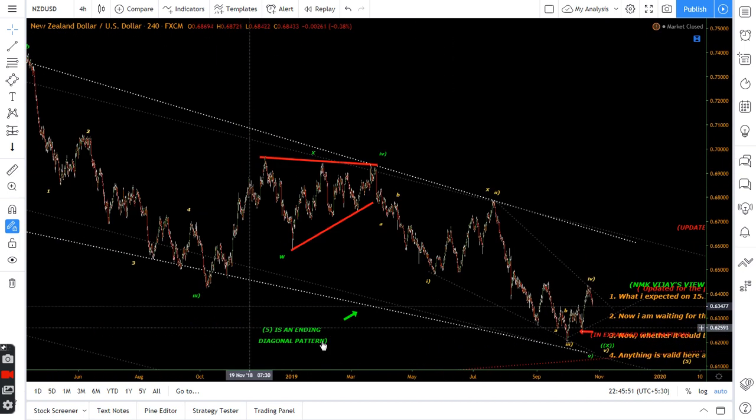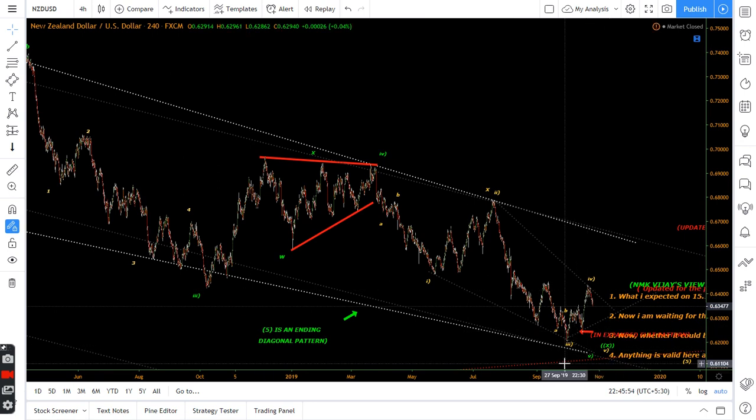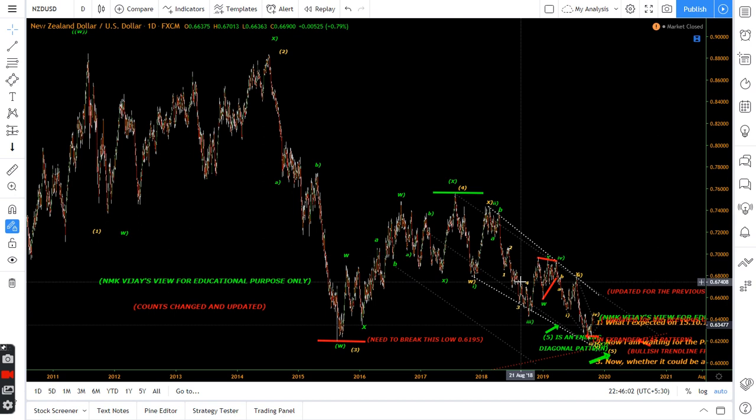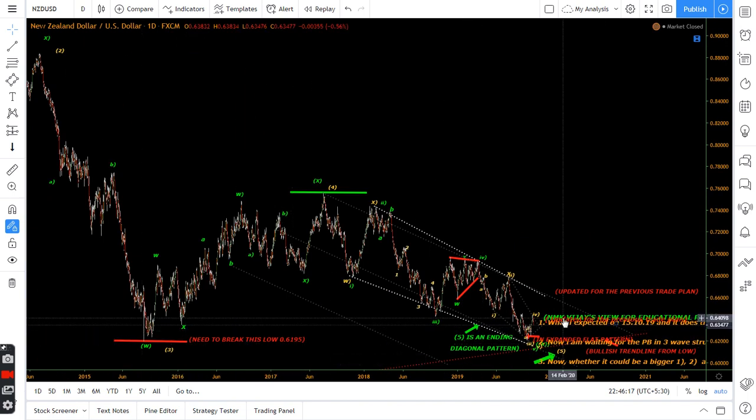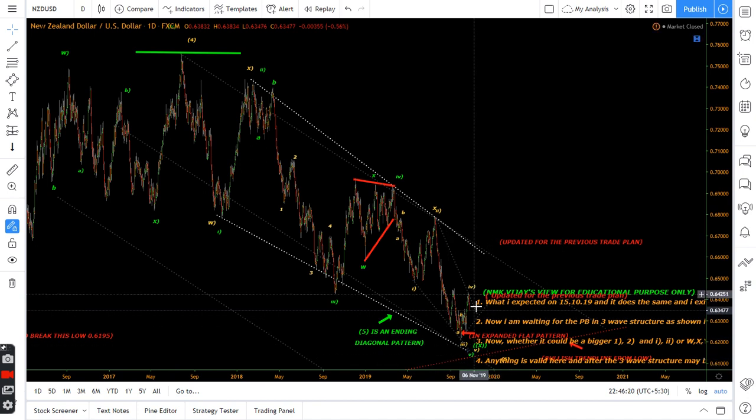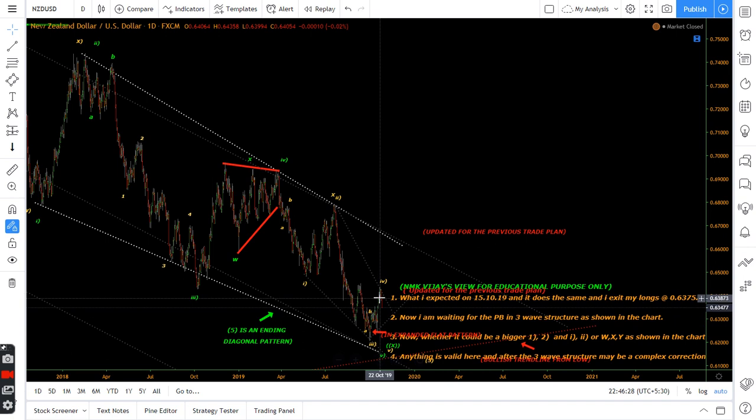Still I think it has to break this 0.6195, the previous low. In the previous stream also I told whether it is breaking this low or not, and if anything is valid here. Now it seems like it can break this low for the fifth wave ending. At that time Euro New Zealand can shoot to a new high of 1.770. That is my bias. If the New Zealand dollar is coming down against the USD, then Euro New Zealand dollar will shoot. Right now I am long in Euro New Zealand.